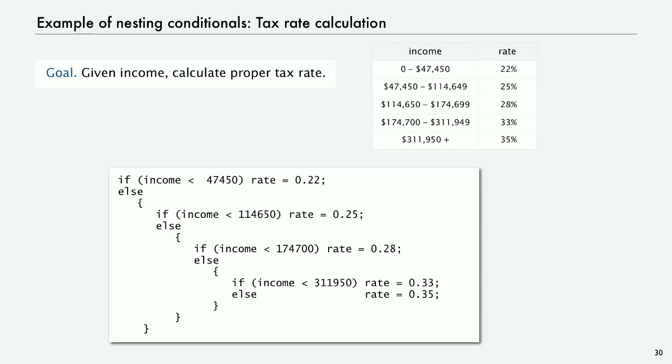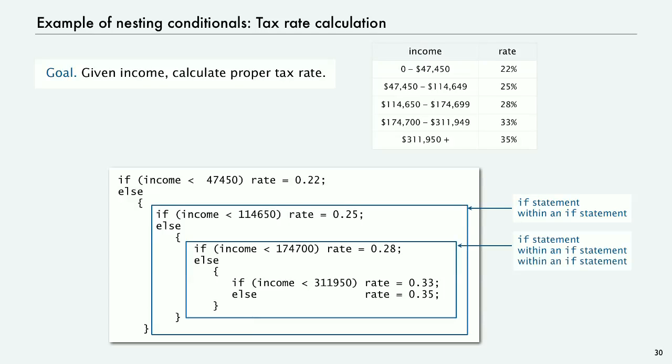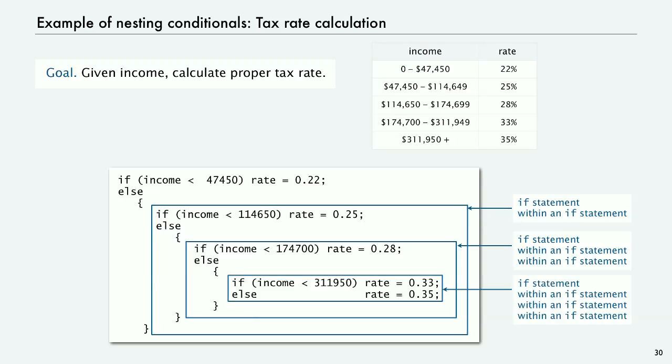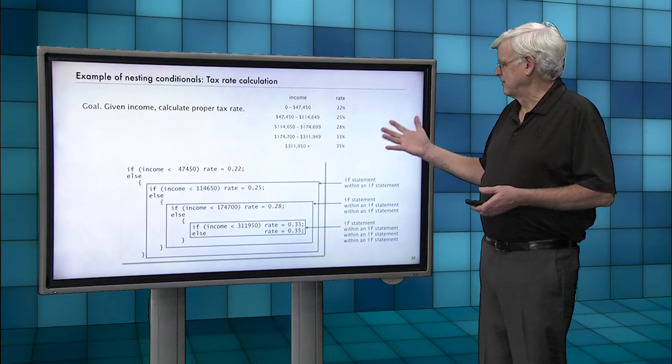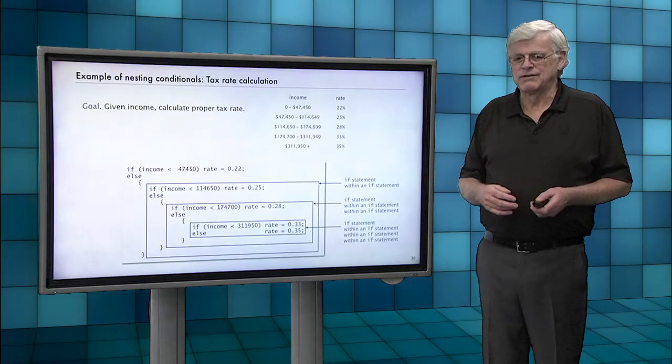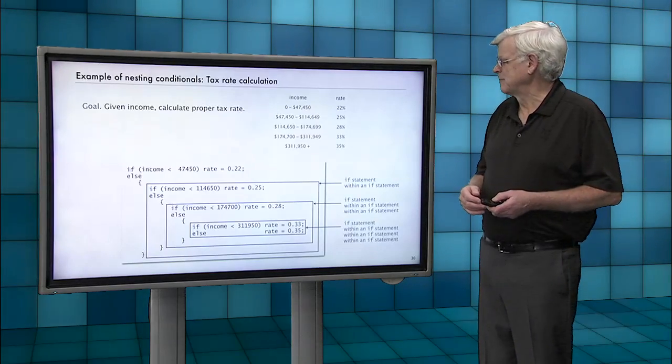Else, then the income is bigger than or equal to $47,450. So next we test whether it's less than $114,650 and set the rate appropriately. And then else, we can consider the next case. This is nested if statements to solve this problem. If statement within an if statement, within an if statement, within an if statement, four levels of nesting. That's a perfectly well-defined way to perform that computation.